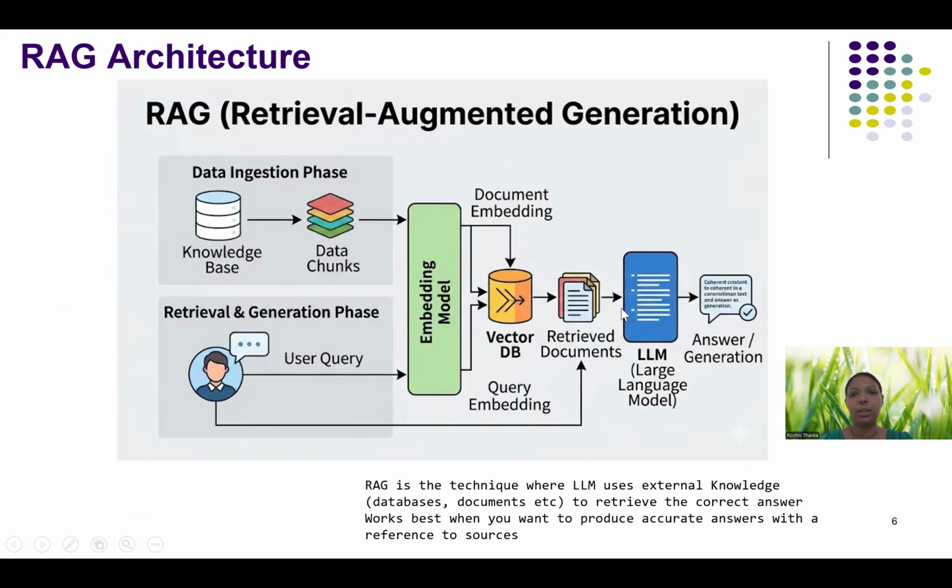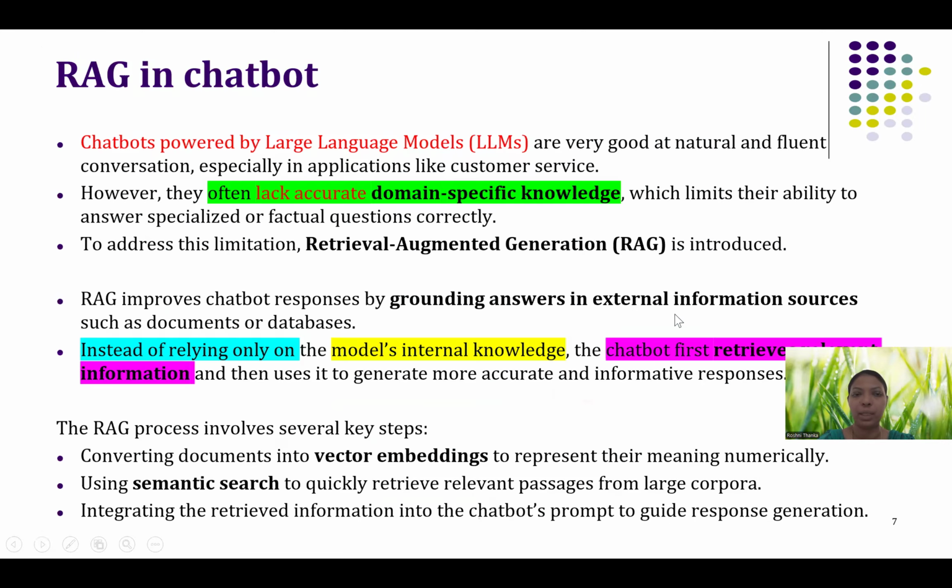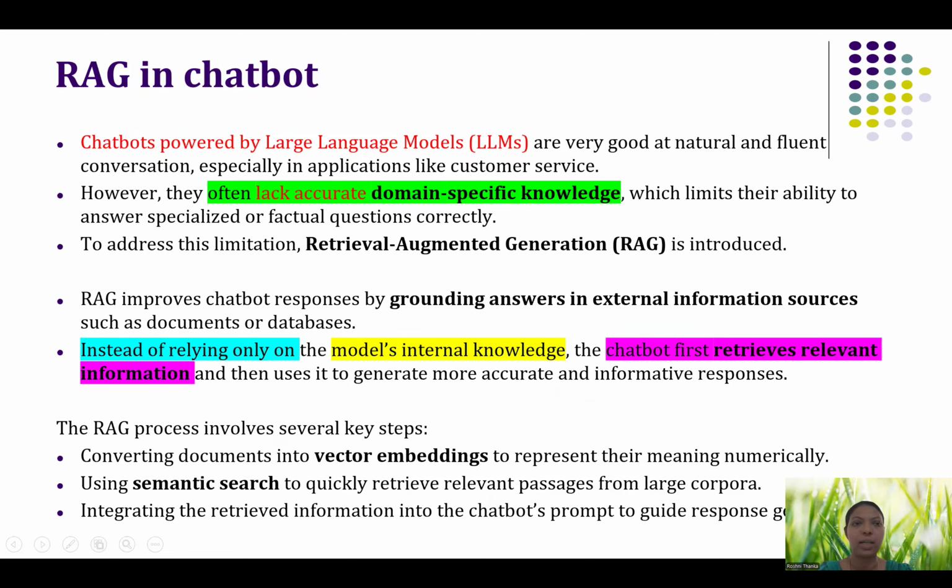So that's what happens in the vector database. The query is compared with the most similar data, and the retrieved data is given to the LLM, and we get the answer. So now let us discuss RAG. I hope you got what RAG is. Now we are going to discuss RAG in the chatbot.